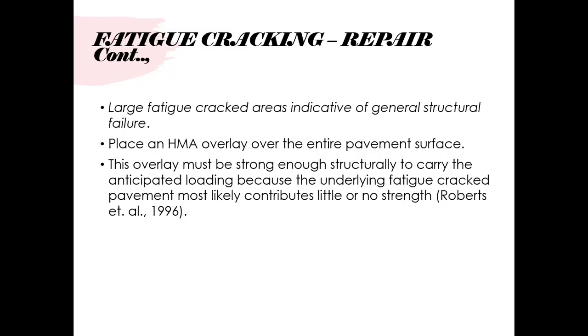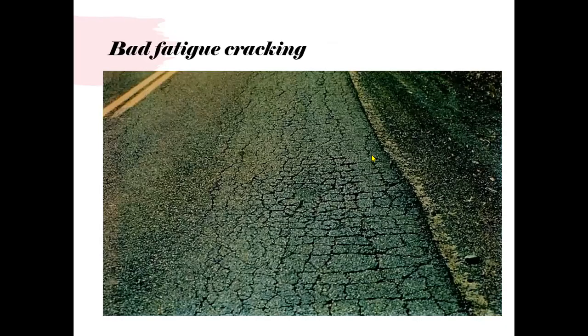But what would happen if a large area of the pavement has been affected? It means it's a structural failure. The pavement structure that has been recommended is not adequate. So we have to overlay the whole pavement, and this is a structural overlay, which we calculate according to the anticipated traffic demand. This is an example of bad fatigue cracking in which you have to do the second repair, as I've suggested.